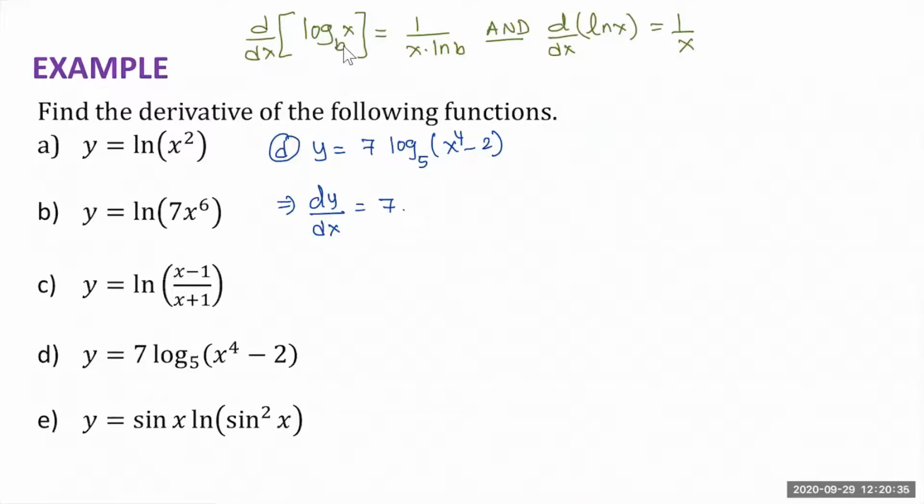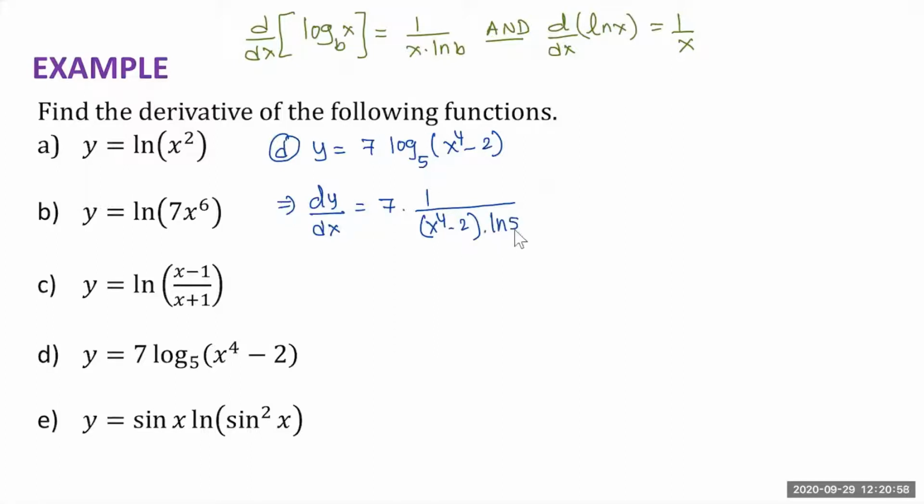So if I want to write the derivative of this outside function, log with base 5, log with any base b is 1 over x log b. So it will be 1 over, in place of x, I have x to the 4 minus 2. And then we have to multiply in the denominator by log b. So it is natural log of b, where b is the base. Here my base is 5.